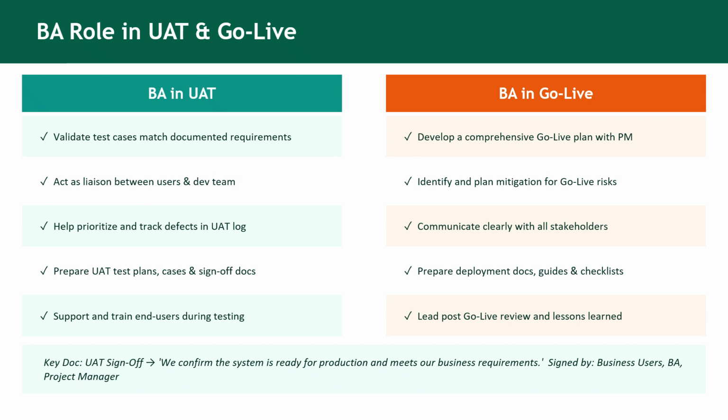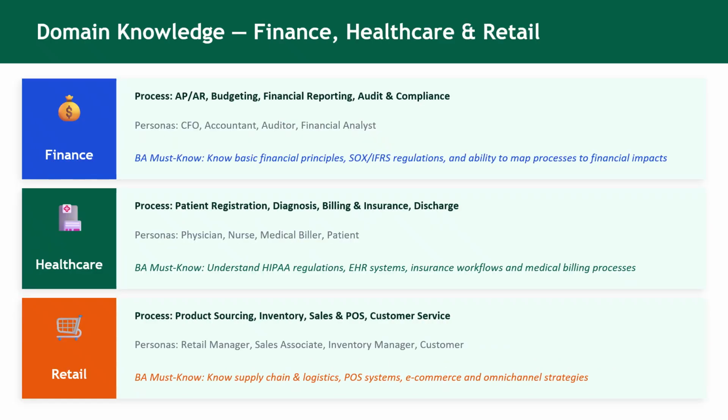One important document here is the UAT sign-off, which confirms that the system meets business requirements and is ready for production. This is usually signed by business users, the BA, and the project manager. Let's understand the importance of domain knowledge. Domain knowledge refers to understanding the specific business area or industry in which the project is being developed. For a business analyst, this is very important because it helps in understanding requirements more accurately.